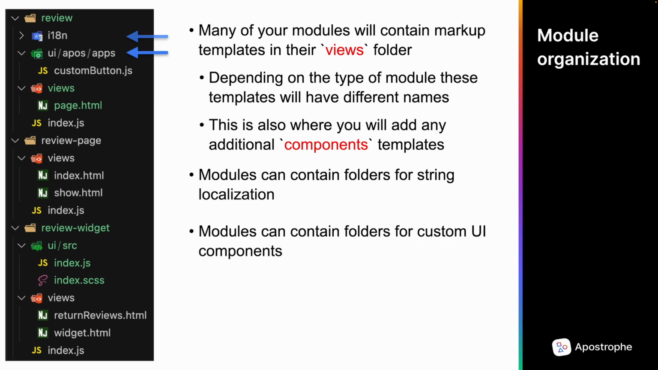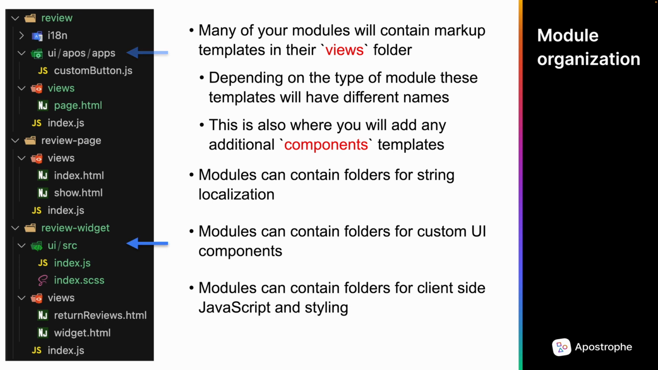Modules can contribute custom admin UI components. These typically go into a ui/apos/apps folder. Finally, modules can have a ui/src folder to add client-side styling and JavaScript. Obviously, you can add additional folders for code organization inside of your module folders, but these are the most common ones that Apostrophe recognizes during the build process.